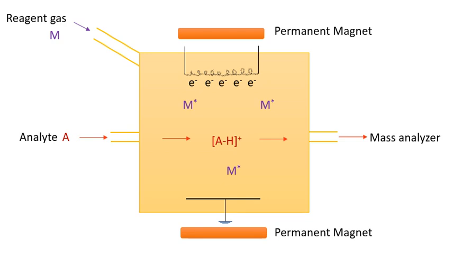Electrons entering the source with energy around 200 to 500 electron volts will preferentially ionize the reagent gas. Then, the ion-molecule reactions produce more stable reagent ions and the resultant collisions with other reagent gas molecules will create an ionization plasma. Positive and negative ions of the analyte are formed by reactions with this plasma. The following reactions are possible with methane as the reagent gas.